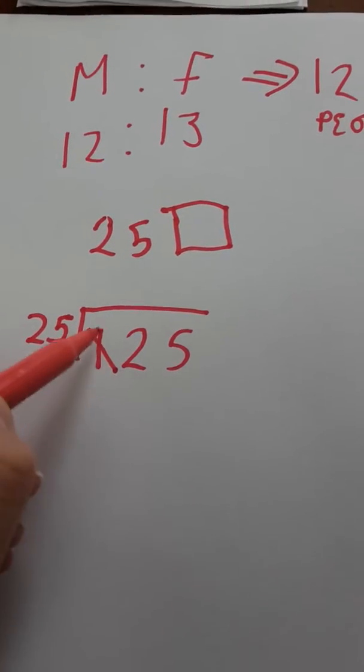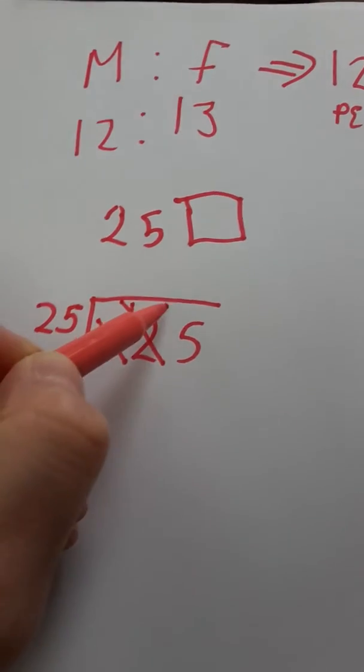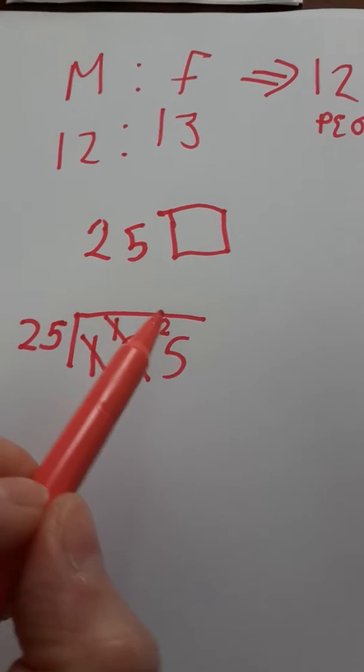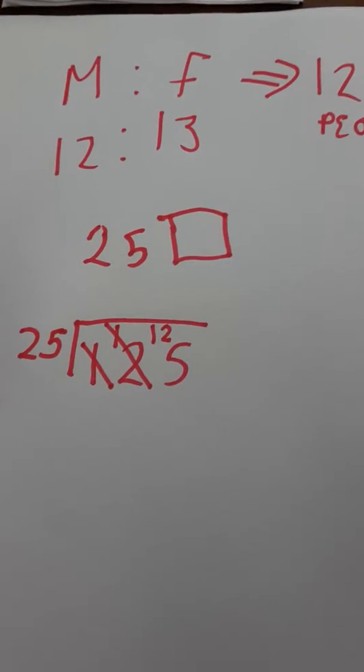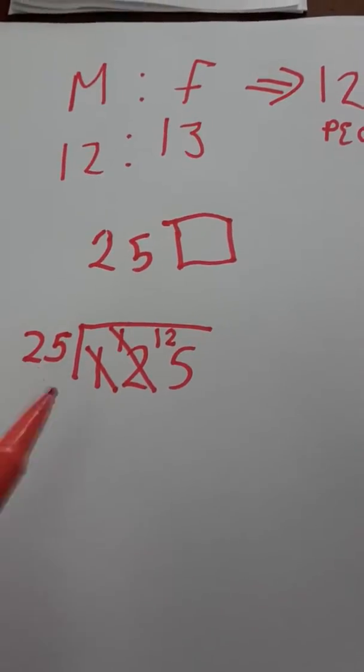25 won't go into 1, so carry it, and we get 12. 25 won't go into 12, so carry it, and we get 125. So this method isn't very helpful because the bus stop method hasn't allowed us to break down the number into smaller numbers to work with it. So the easiest thing now is just to write out our times table and go from there.